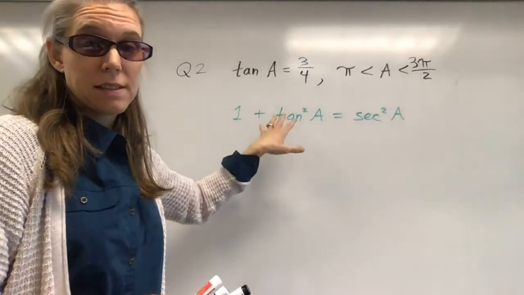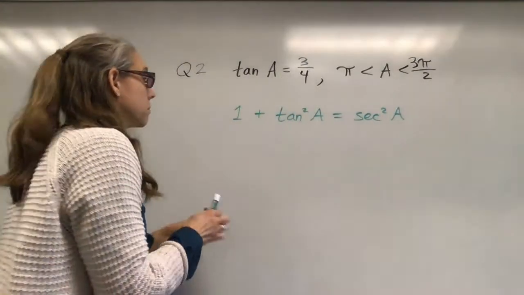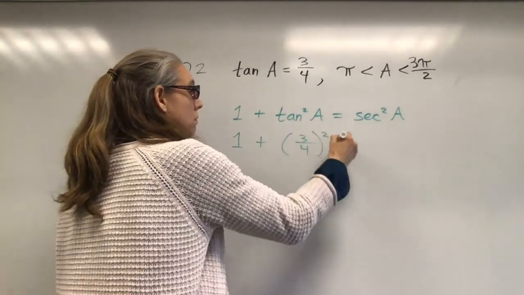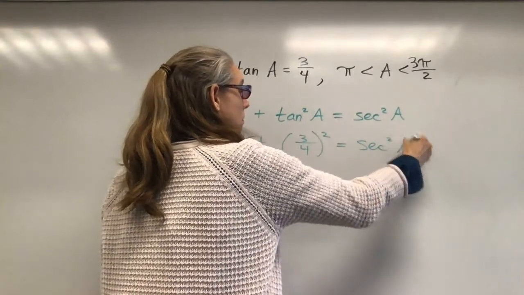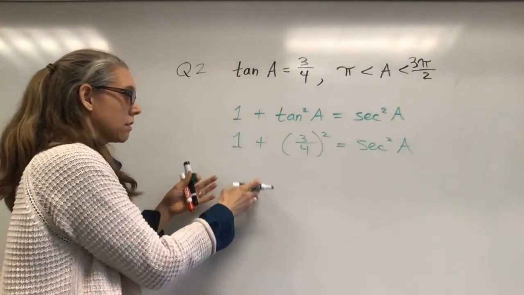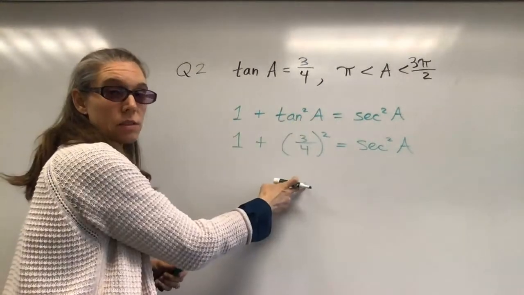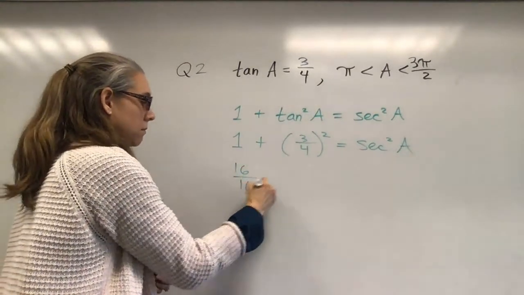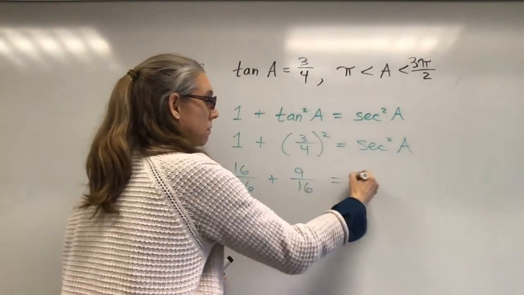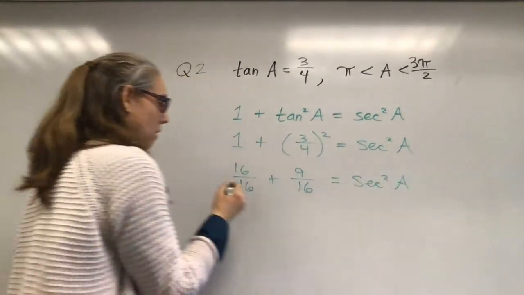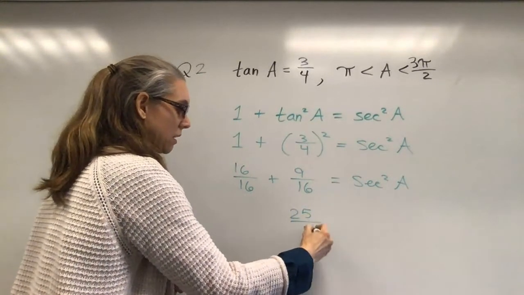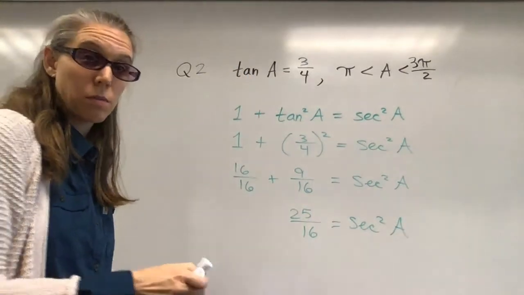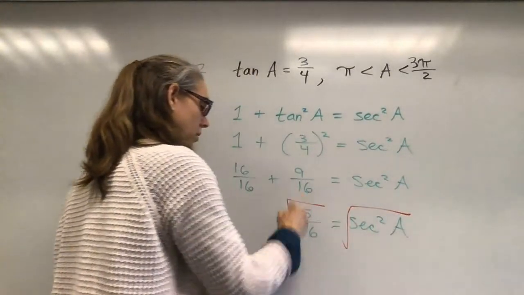So we replace tangent of A with 3/4. Now when we add this together, this is going to be a 9 over 16, right? And this is a 16 over 16. So that means that we have 25 over 16. Very nice numbers here. And now we need to use the square root property. Take the square root of both sides.